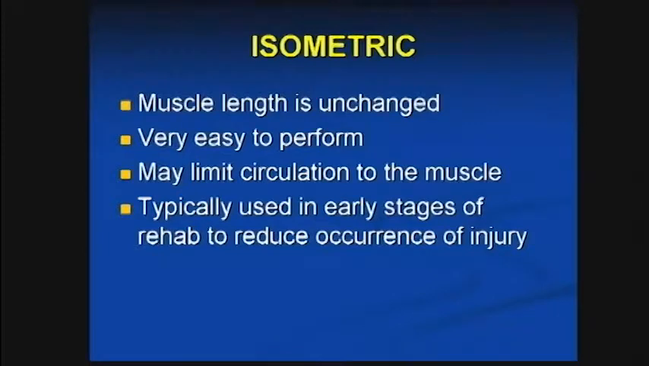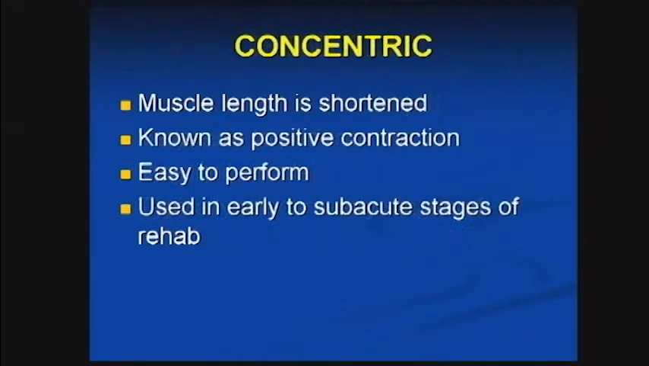Okay, so isometrics. Muscle length is unchanged. It's very easy to perform if you just try that on yourself. Typically, these are the strengthening contractions that are the easiest to do, less likely to injure. Concentric is a shortening, what we call positive contraction, very easy to do, and that's our typical strengthening.